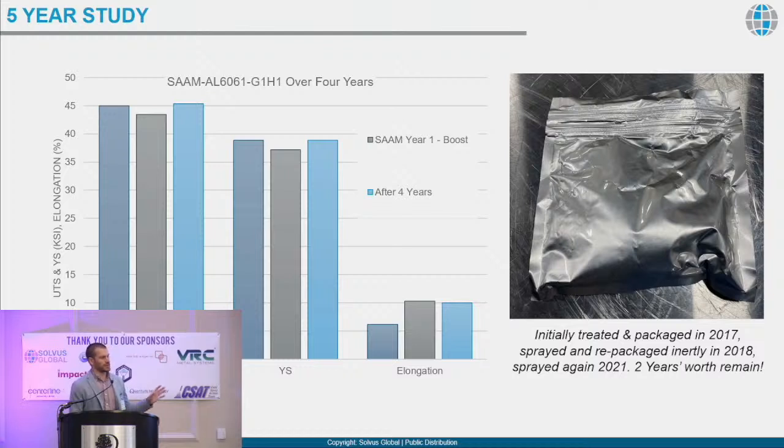This is just differences in how the powder was sprayed. But the point is, over 4 years, you get no detriment in your performance. The material sprays as good as if it had just been processed. So again, handling those materials is really important.